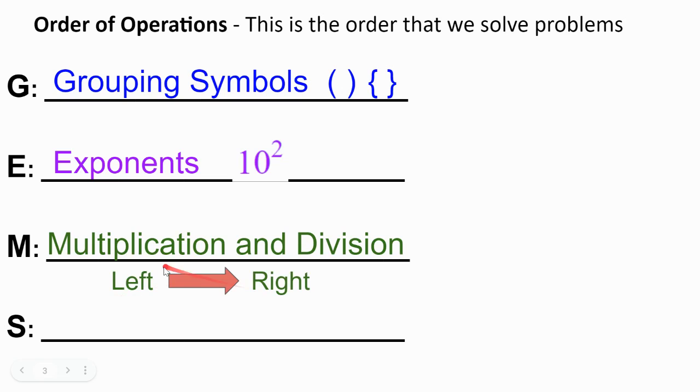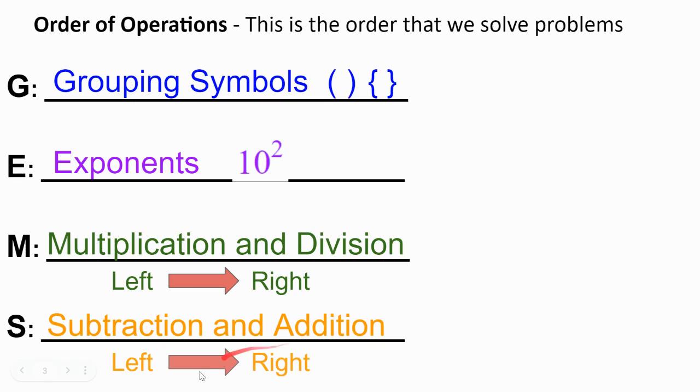So if there's a problem that has 4 times 3 divided by 2, since there's multiplication and division in this problem, we would do 4 times 3 first because that comes first in the equation. Finally, the S stands for subtraction and addition. Same thing as if there's both subtraction and addition in the problem, we're going to go from left to right, just like if we were reading a sentence. So these help us find which order we're going to solve the problem in.